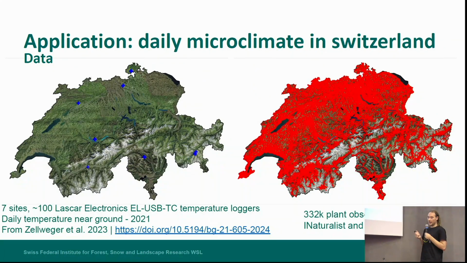The study where we wanted to try this approach is in Switzerland. We have two datasets. We have the dataset of temperature loggers, which have been placed in the field and recorded the temperature over a year. And we have extracted plant observations from iNaturalist and PlantNet in Switzerland. And so we want to try this approach on this model.